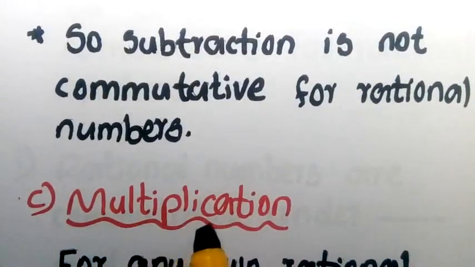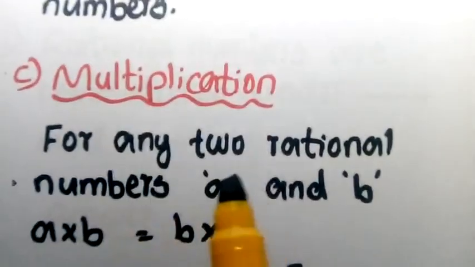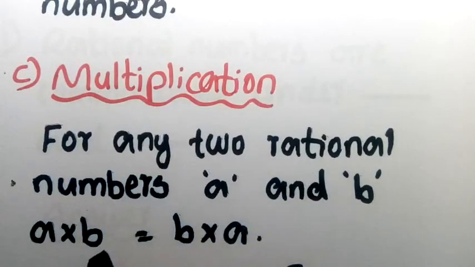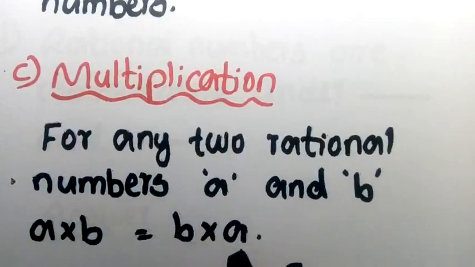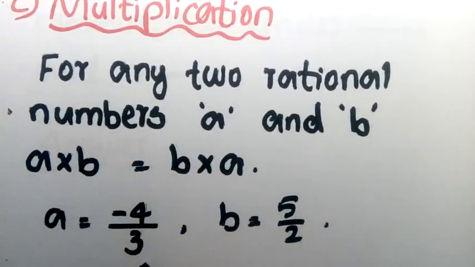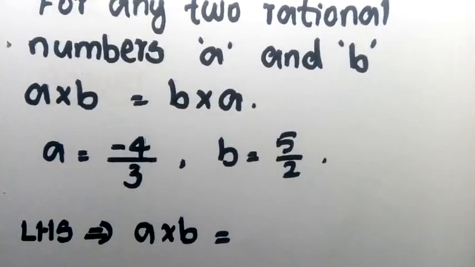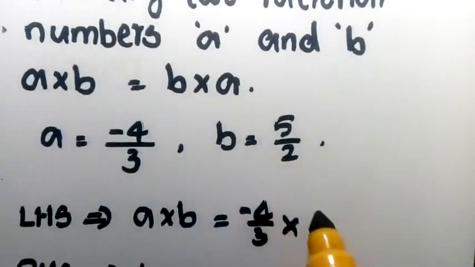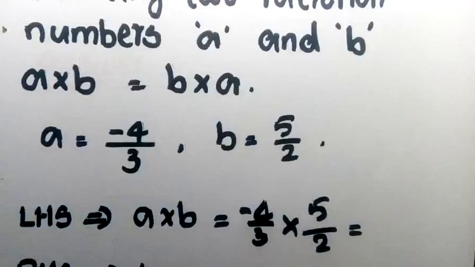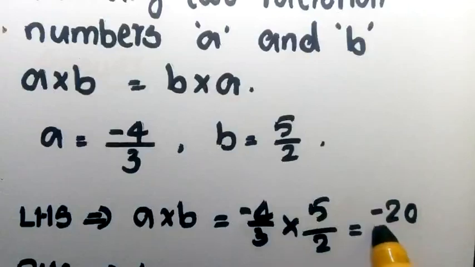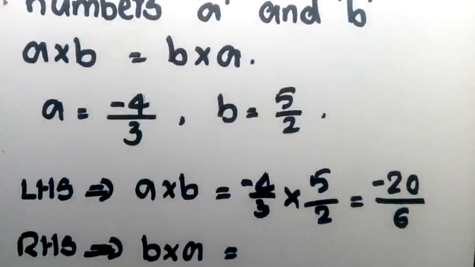Next arithmetical operation is multiplication. Rule. For any two rational numbers a and b, a into b is equal to b into a. Let a is equal to minus 4 by 3 and b is equal to 5 by 2. First we will check the LHS. LHS is a into b. a is minus 4 by 3 into b is 5 by 2. Okay. Next, minus 4 into 5, minus 20 by 3 into 2. 3 2s are 6.